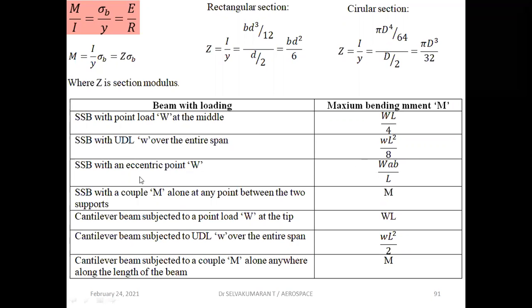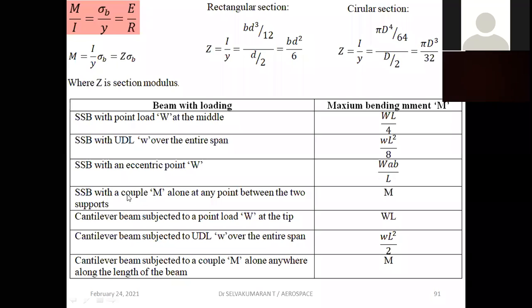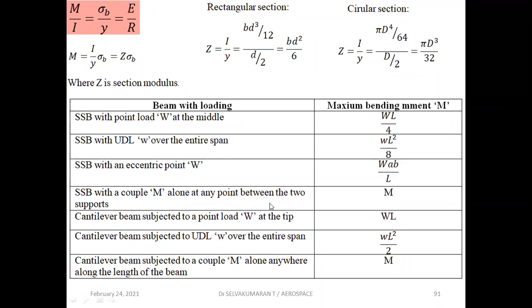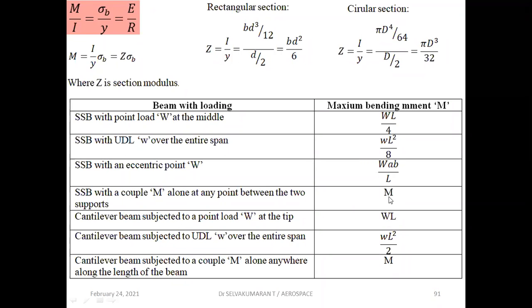For a simply supported beam with an eccentric point load W, WAB by L is the formula. For a simply supported beam with a couple alone at any point between the two supports, M is the formula. That is, the maximum bending moment will be equal to the couple applied, which is nothing but the maximum bending moment M.